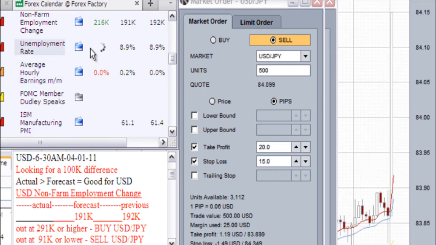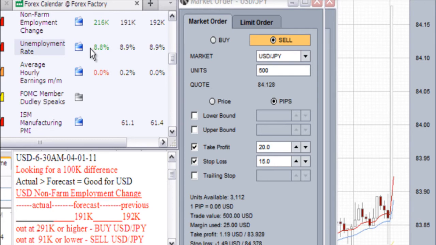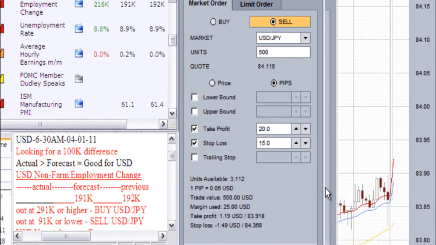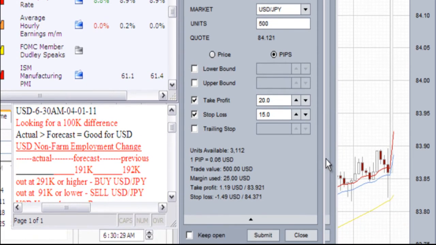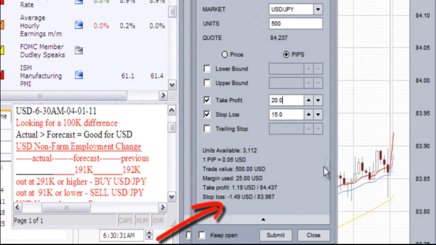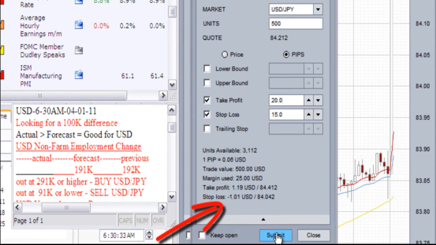In this case, the non-farm employment change actual report came out higher than the forecast by 25K, but lower than the trigger point by 75K, and higher than the previous report by 24K, and higher than the revised previous report by 22K.